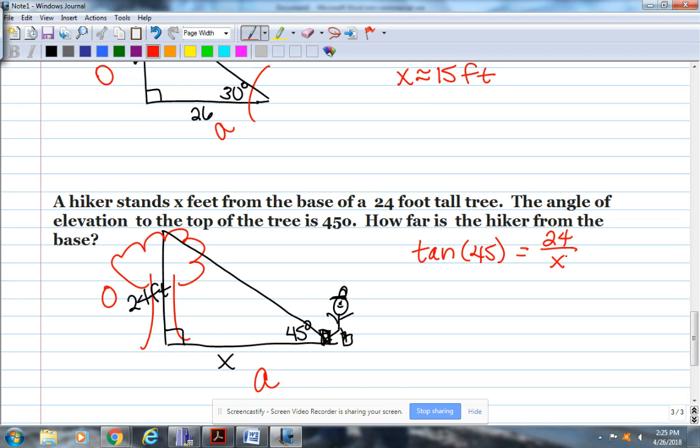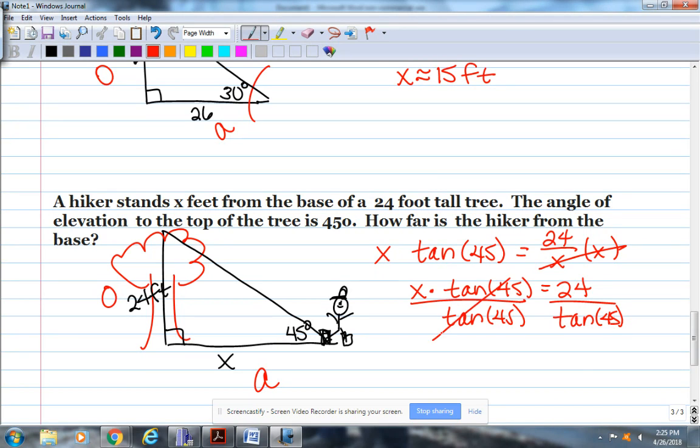Now this one's slightly different. We have to do a little bit more algebra to get this right. First of all, we can't have x in the denominator if we're trying to solve for x. So the first thing we need to do is multiply both sides by x. So then I have x times tangent of 45 equals 24. What's the opposite of multiplying? Dividing. Good. So then I'm going to divide by tangent of 45.